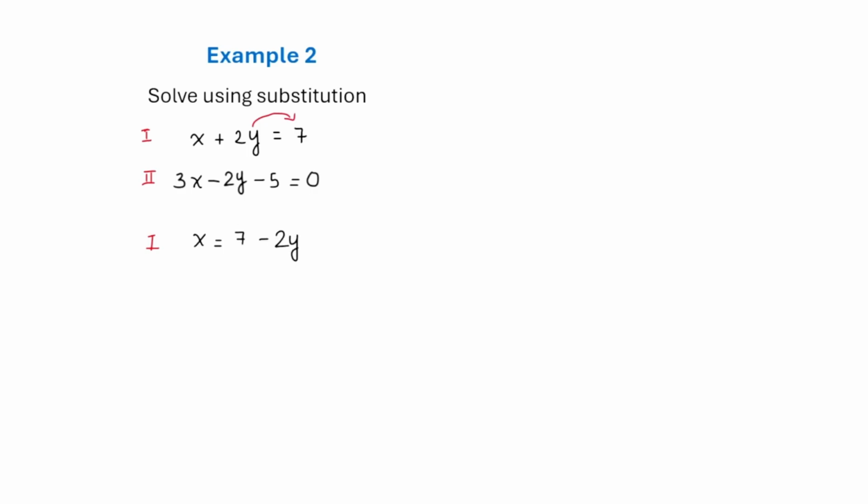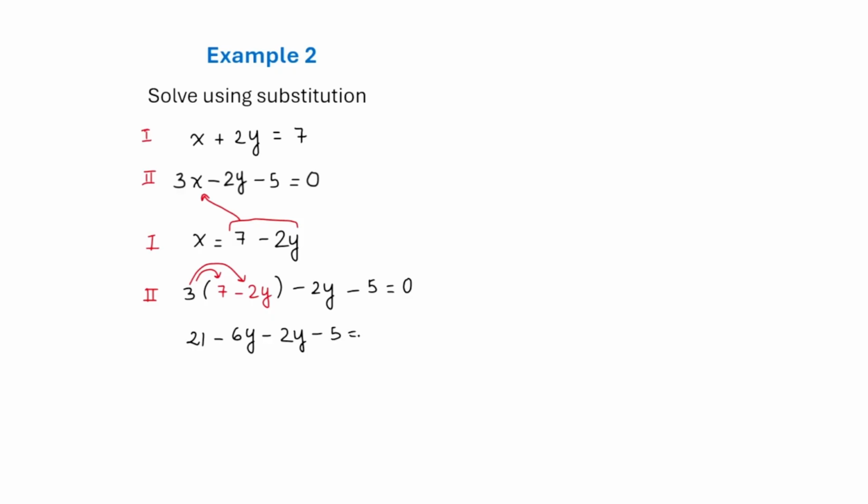Since we used equation 1, we now substitute this into equation 2. So x becomes (7 - 2y), and we get 3(7 - 2y) - 2y - 5 = 0. Expand the bracket. 21 - 6y - 2y - 5 = 0.